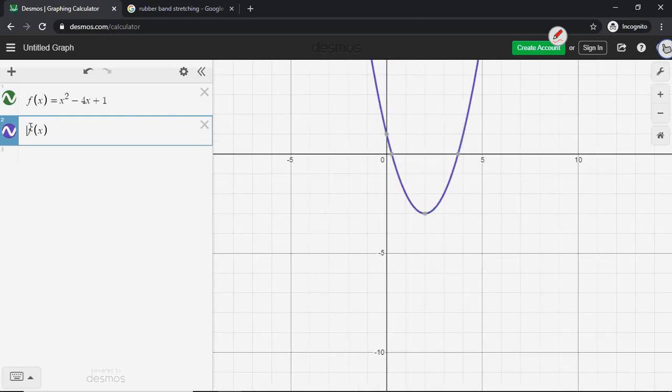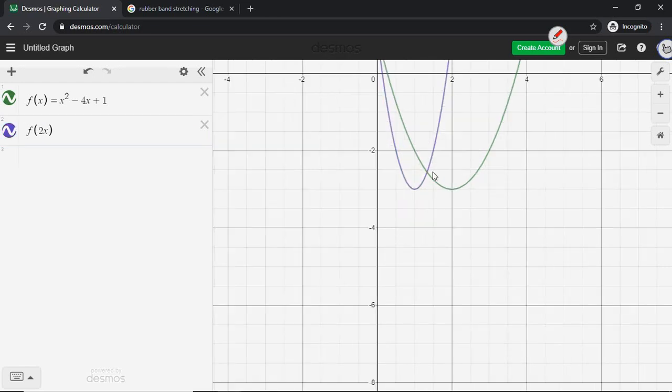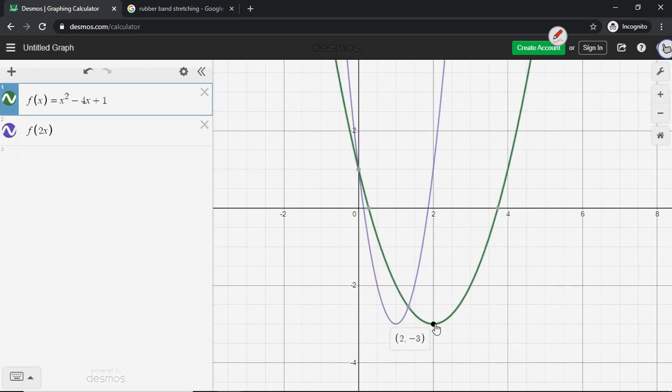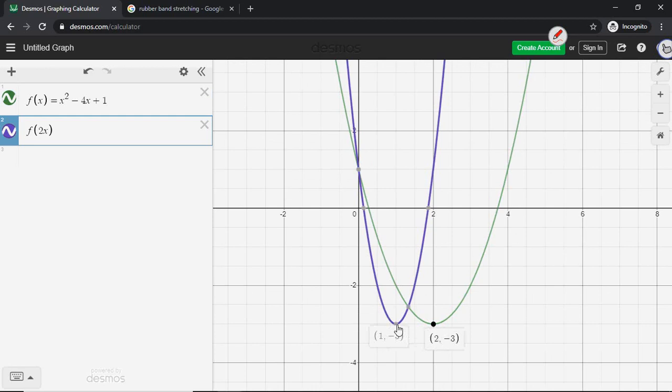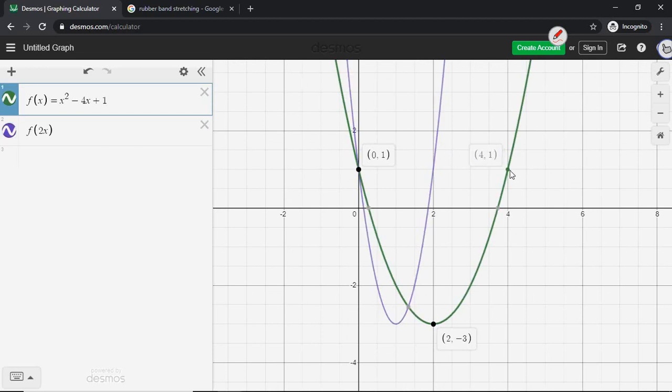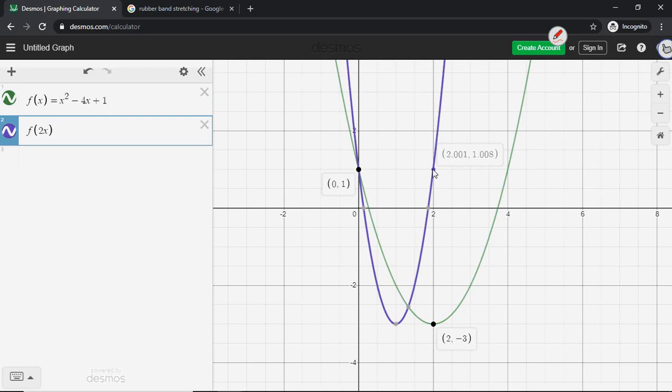If instead of that we did f of 2x, this new graph is now half as wide as the original one was. So this point was 2, -3. This one's going to be, 2 is going to get divided by 2, so that's going to be 1, -3. The y-intercept stays the same because it used to be 0 units from the y-axis, and half of that is still 0 units. But we have this point over here, which would be 4, 1. Here we're going to have a point that's at 2, 1. Whoop, there it is.